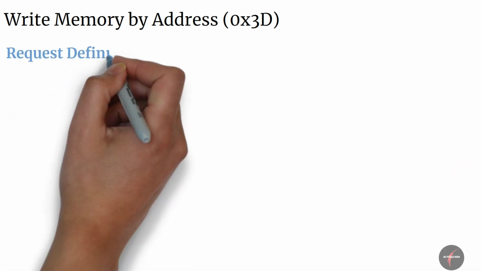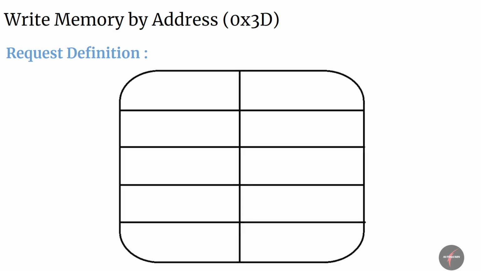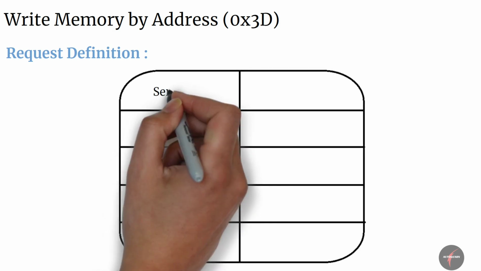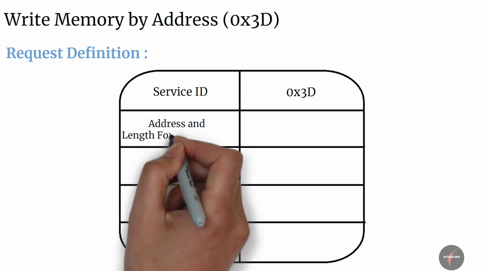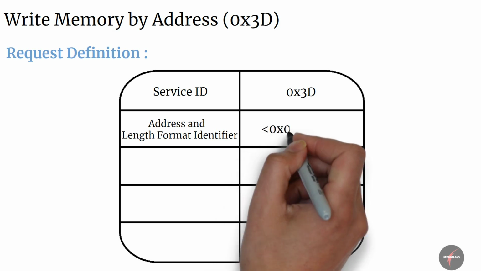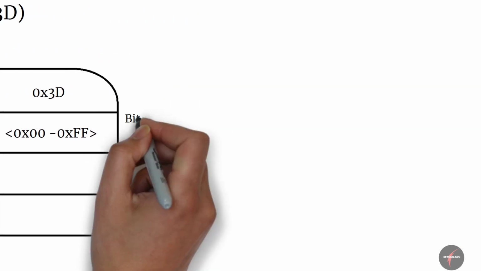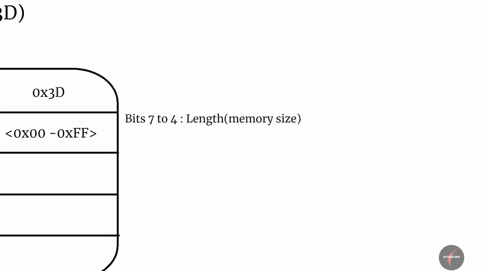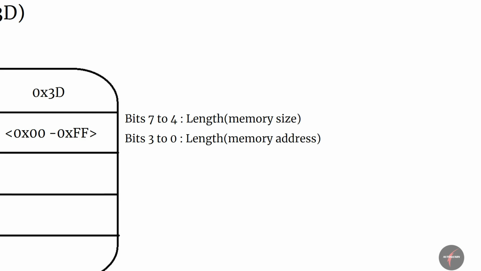Let's now walk through the request definition for the Write Memory by Address service 3D. The request starts with service ID 3D. Next comes the address and length format identifier, a 1-byte value. Each nibble in this byte is encoded separately. Bit 7 to 4 defines the length of the memory size parameter. Bits 3 to 0 defines the length of the memory address parameter.